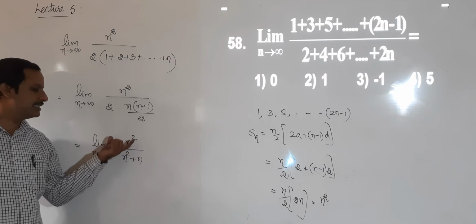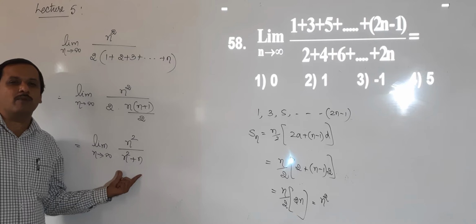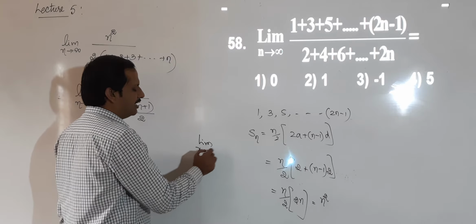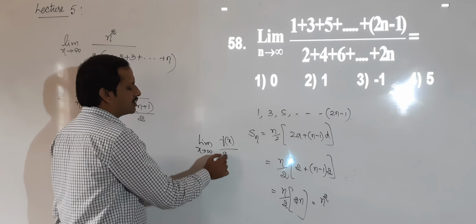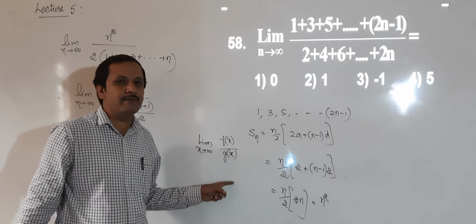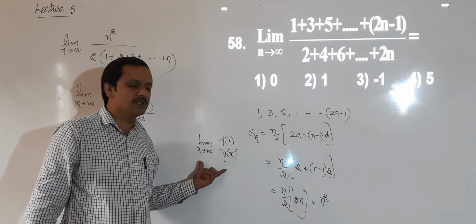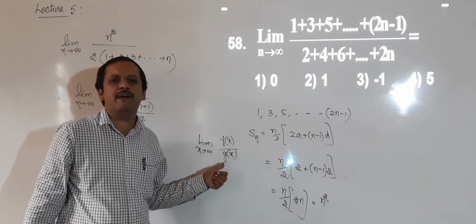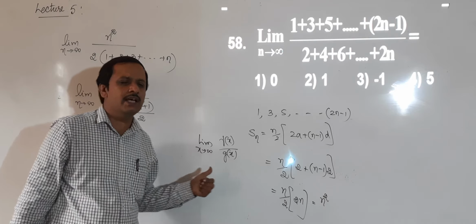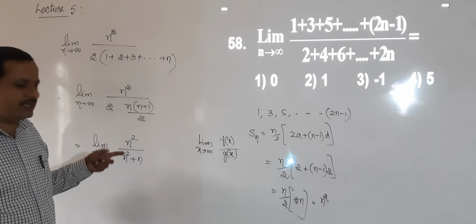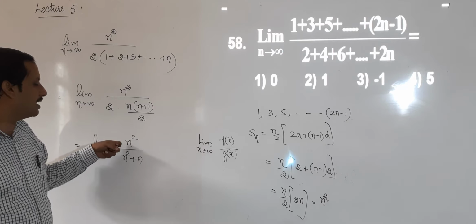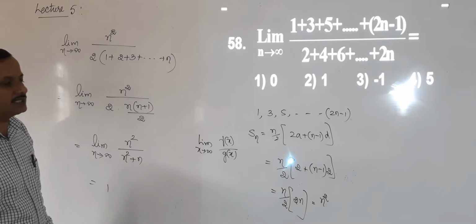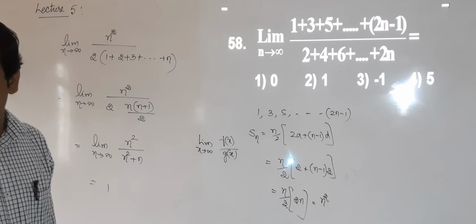Now we observe, this is a polynomial of degree 2, and this is also a polynomial of degree 2. So recall that formula: limit x tends to infinity, f(x) divided by g(x). When both are polynomials of the same degree, the value of this limit is equal to the coefficient of the highest power of x in the numerator divided by the coefficient of the highest power of x in the denominator. Here, n is tending to infinity, the coefficient of the highest power of n is 1, here also 1. So the answer is 1 by 1, which is equal to 1. Second option.